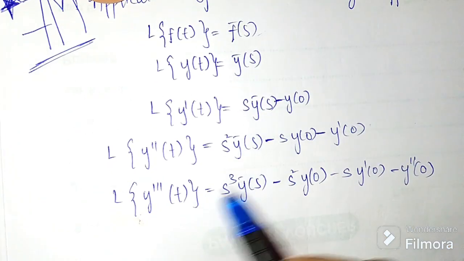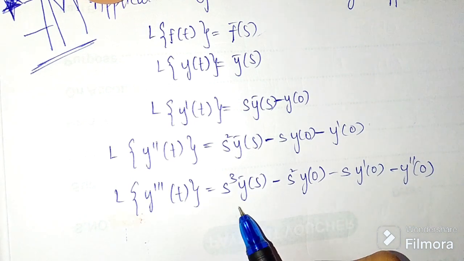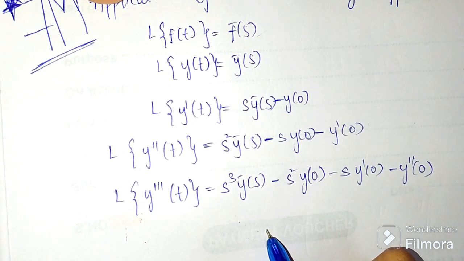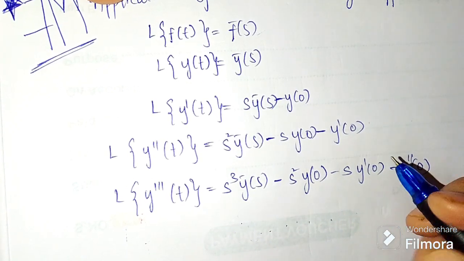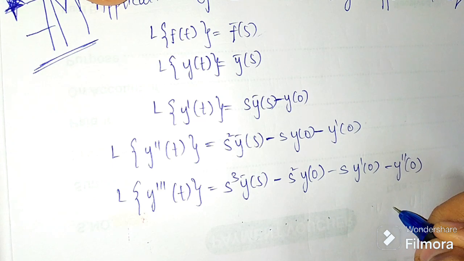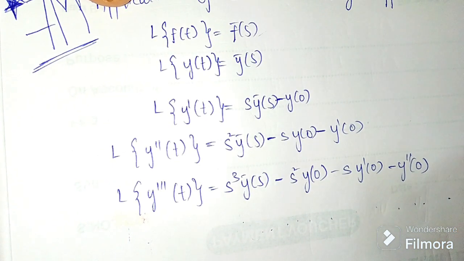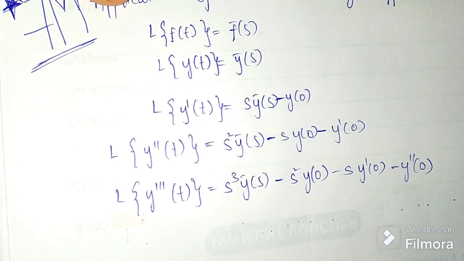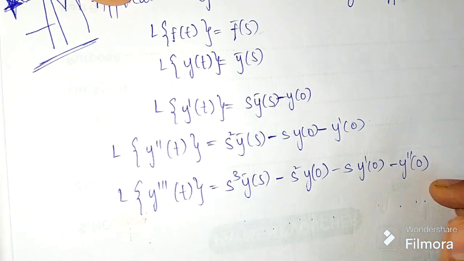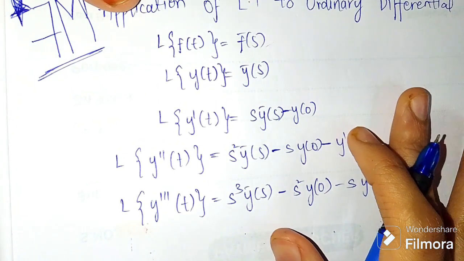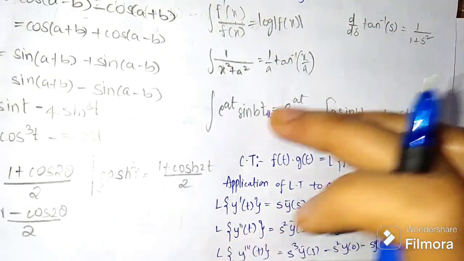So just try for Laplace of y 4 dash t. Okay, let's try. S power 4 y bar of s minus s cube y of 0 minus s square y dash of 0 minus s y double dash of 0. Next s is over, next nothing, so minus y triple dash of 0, like that. Okay, s cube, s square, s, then we will not have s anything. This is the sequence you need to remember. This is very important. Make sure you make note of this. So this is the last thing.